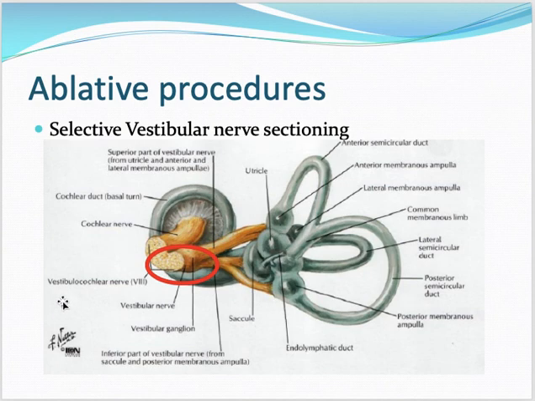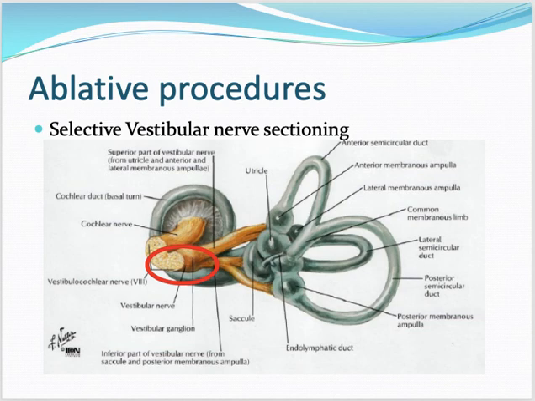So there could be selective vestibular nerve sectioning. Of course, it's an ablative procedure. And nowadays, the ultrasonic destruction of the vestibular labyrinth is also available. So that's a good thing. So these things can be done.